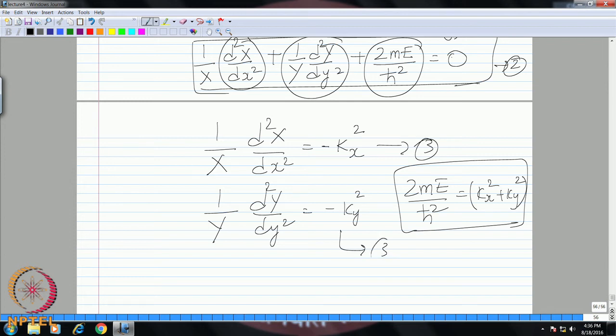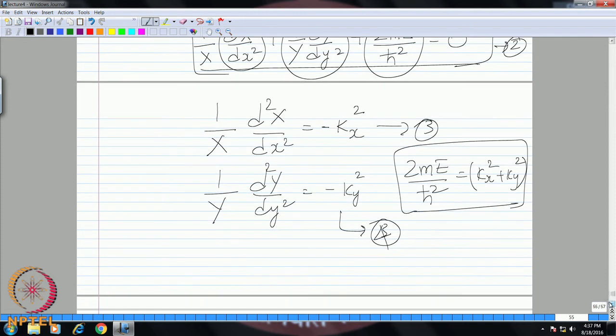So, now these are like two ODEs for which you can find out the solution individually, so please solve 3 and 4. I think trigonometric functions is better. Yeah. Yeah.